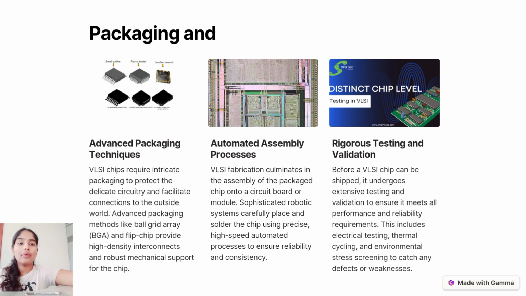Rigorous testing and validation. Before a VLSI chip can be shipped, it undergoes extensive testing and validation to ensure it meets all performance and reliability requirements. This includes electrical testing, thermal cycling, and environmental stress screening to catch any defects or weaknesses.